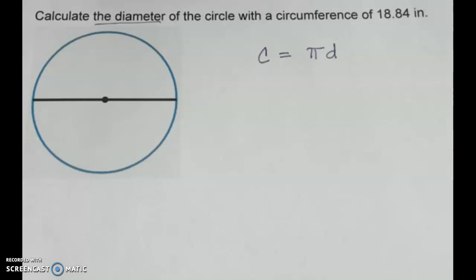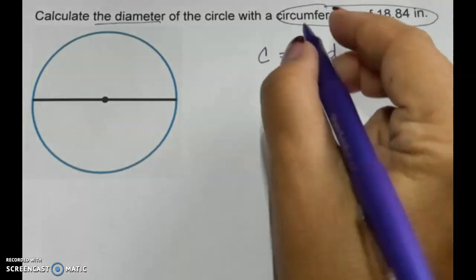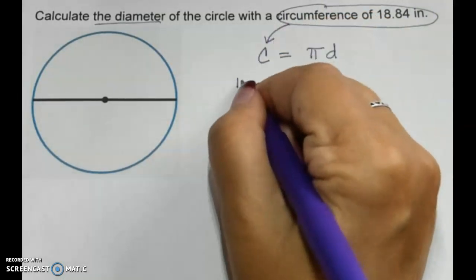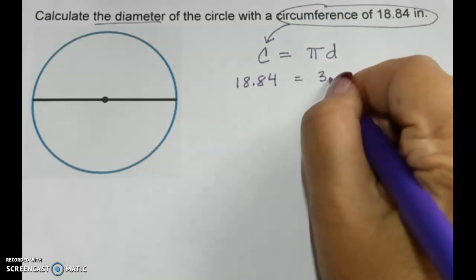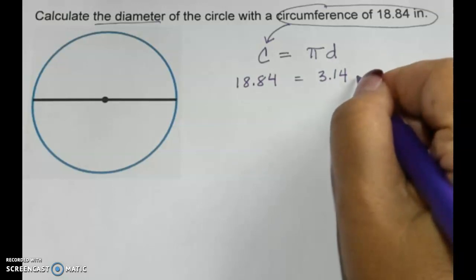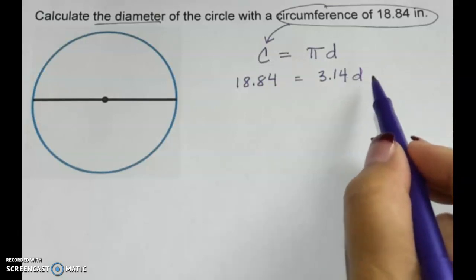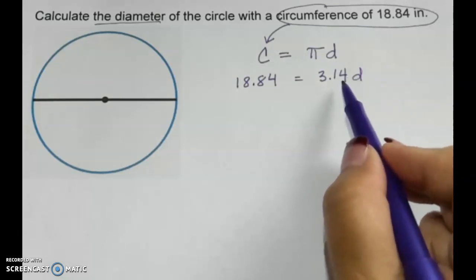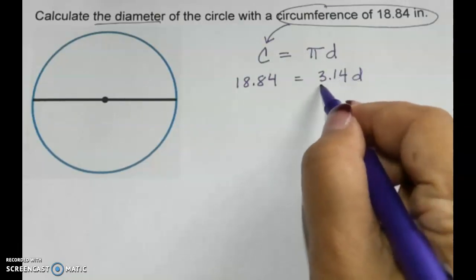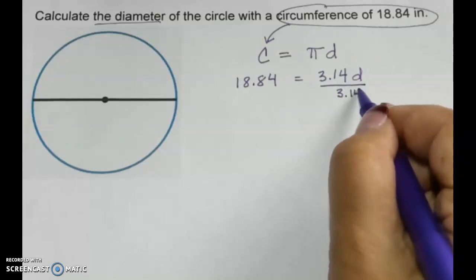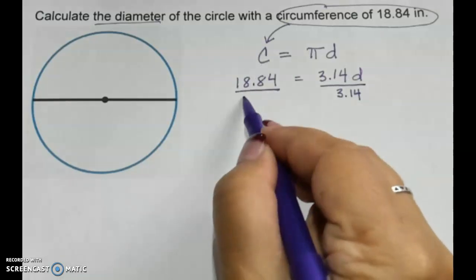We're going to go ahead and substitute in the values we know. We know the circumference is 18.84, so that's going to go in for C. We know that pi has a value of approximately 3.14, and we don't know the diameter. Okay, 3.14 times d, and if I want to isolate to find out what d equals, I have to do an inverse operation. These are being multiplied, so I'm going to divide by 3.14. I'm going to go to the other side of the equal sign and do the same exact thing.